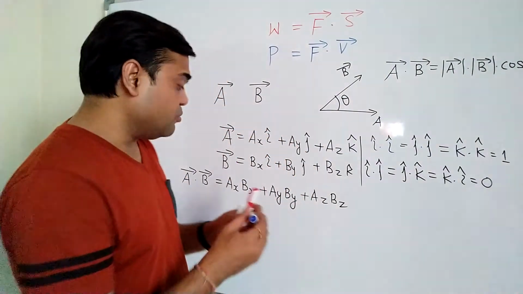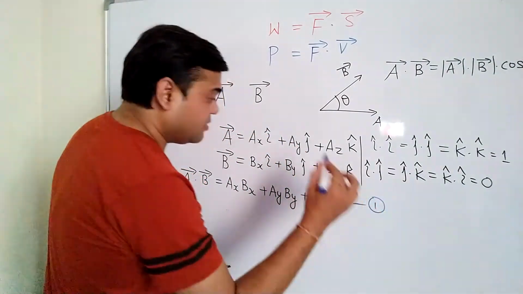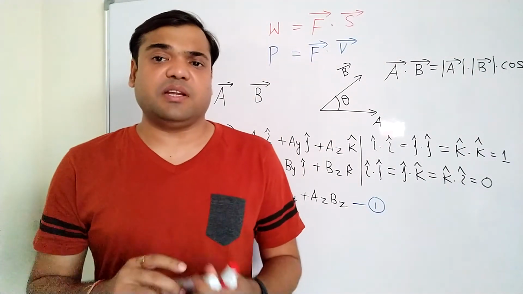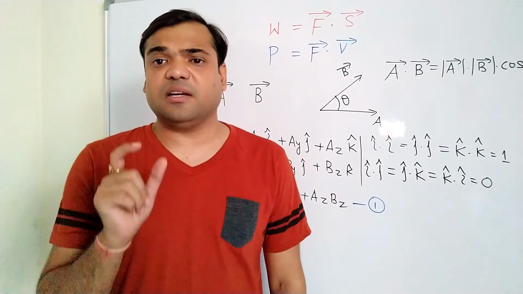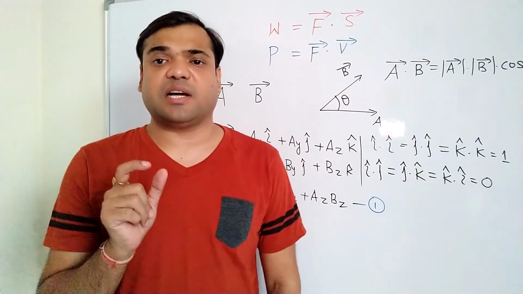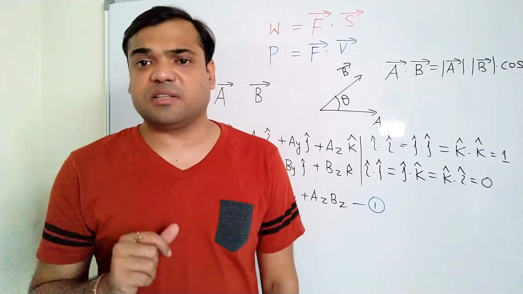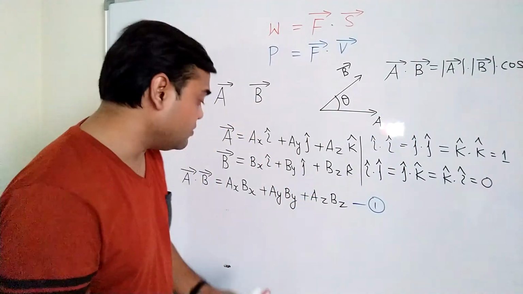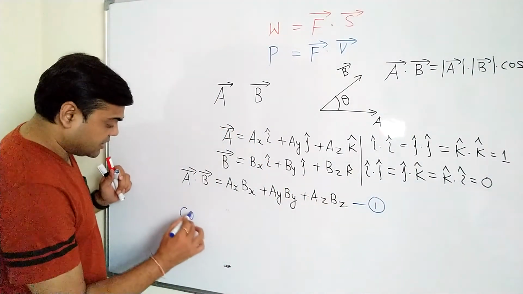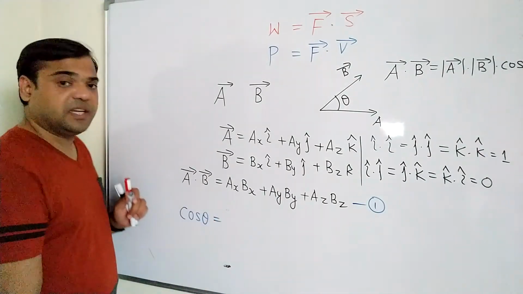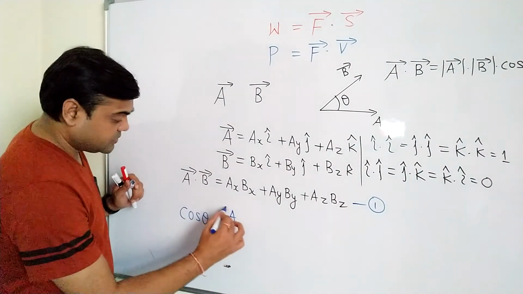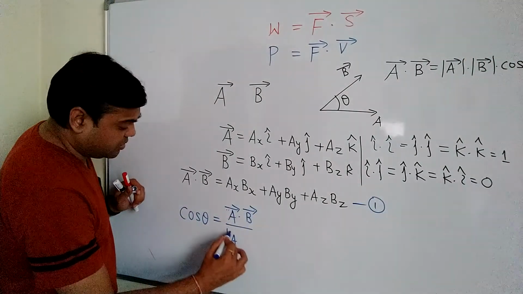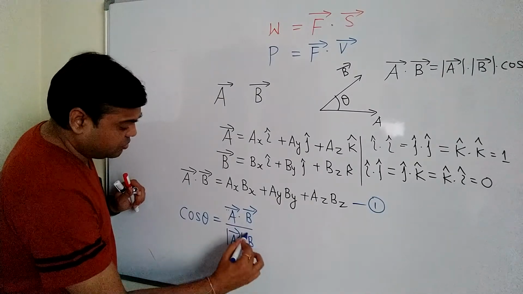Now this is one formula when we write the vectors in form of their rectangular components. If I have to calculate angle between two vectors and the two vectors in rectangular components are given, so how can we calculate this? So we can do this by using a simple formula of a dot b. So from this formula we can write cos theta, that is angle between two vectors a and b, as a dot b divided by magnitude of a into magnitude of vector b.